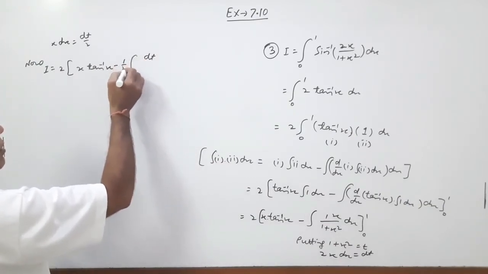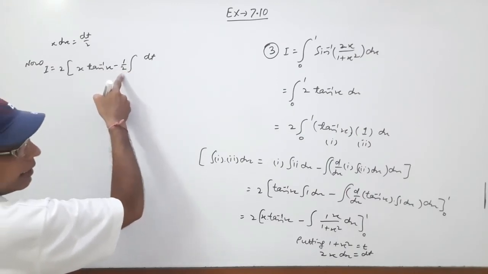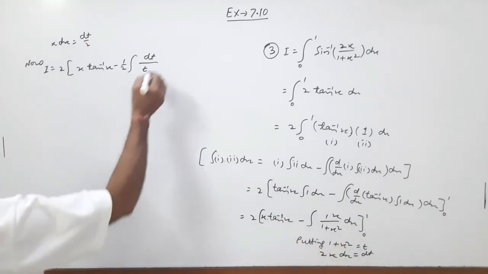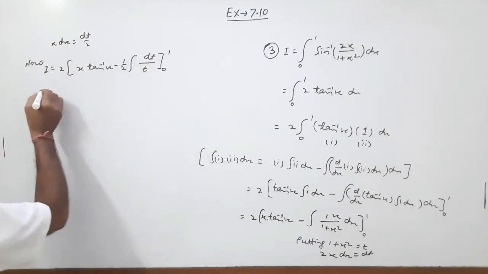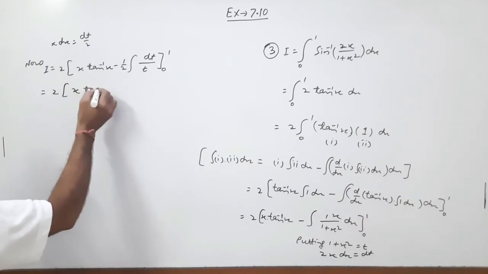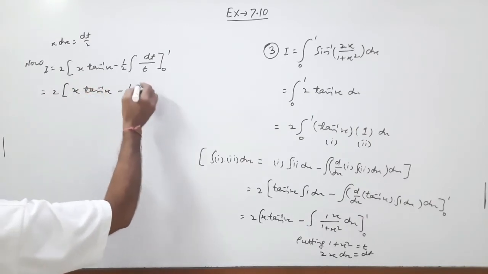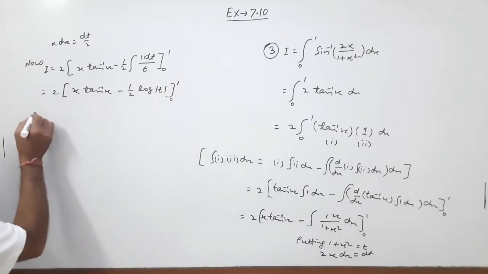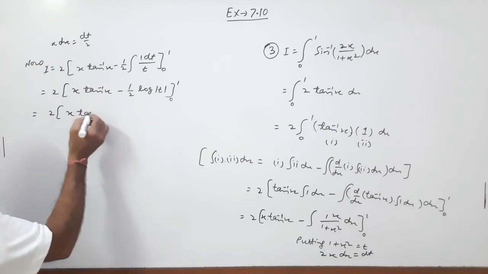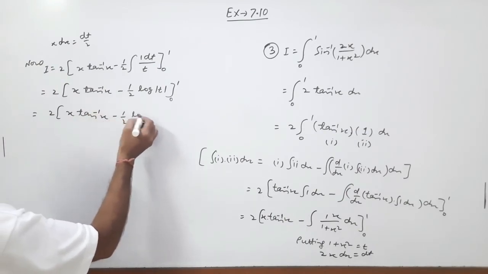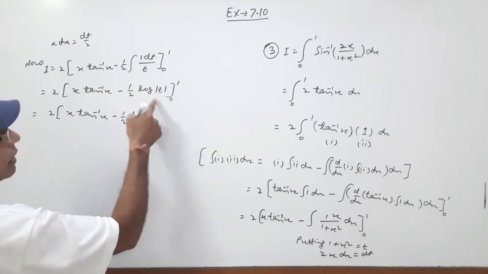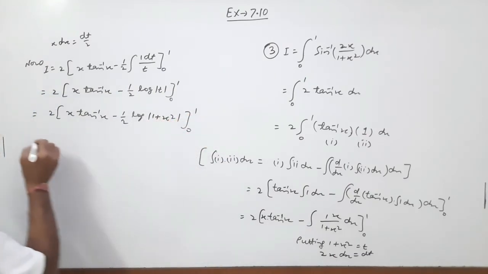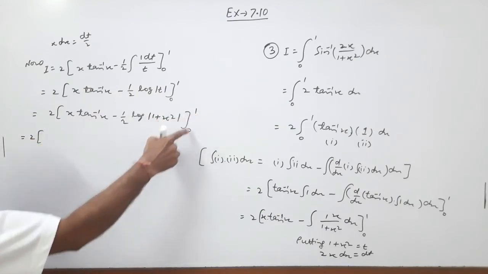upon 2. Upon 2 means we can write 1 by 2 outside the integral, and upon t, because 1 plus x square we have let t, and the limit is from 0 to 1. 2 x tan inverse x minus 1 upon 2 integration of 1 by t, log modulus t, and the limit is from 0 to 1. 2, inside the bracket we have x tan inverse x and 1 by 2, and putting the value of t, which is 1 plus x square, and now we are taking the limit. Then we have upper limit minus lower limit.